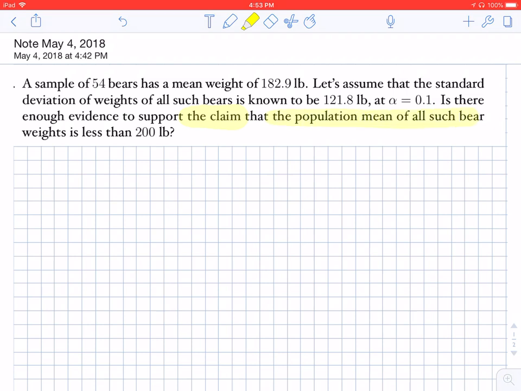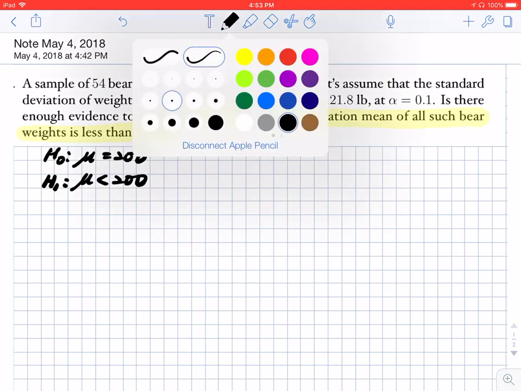The population mean of all such bear weights is less than 200 pounds. Based on this sentence, we can tell that the alternative hypothesis is mu is less than 200, and correspondingly the null is mu is equal to 200. Or you can write greater than or equal to, that's also fine. But as a convention, the null hypothesis uses equal to, so I'm going to use that.